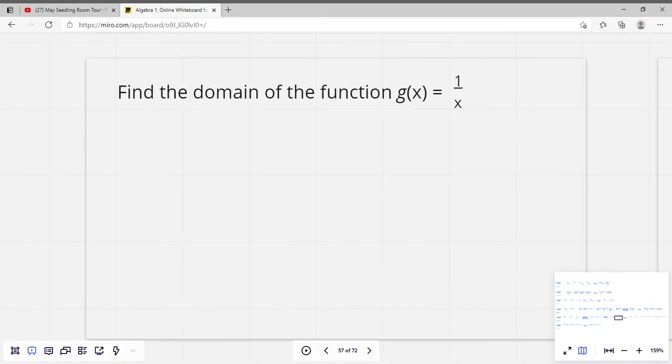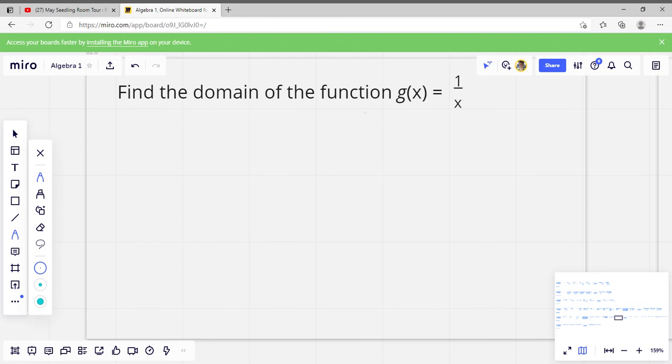All right, find the domain of the function g of x equals 1 over x. Okay, so we know that we need to find everything that's an acceptable value of x, but x cannot be 0, right? So this one's real easy. It can be any number that's not 0, okay? Because we can't divide by 0, but we could divide by any other number.